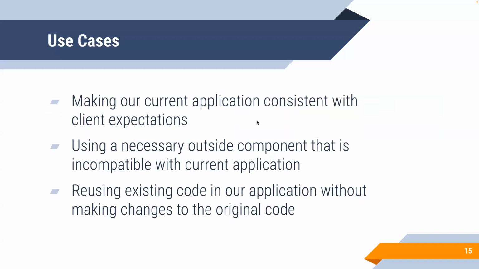Okay, so some use cases. I mentioned some of these already, but one is making our current application consistent with client expectations. If the client expects something, but you don't want to change the app, you can reuse your existing code while satisfying the client's expectations. And then we would also use it when there's a necessary outside component. Maybe a third-party library has some really useful functions, but it's not really compatible with your application right now. So you can change whatever classes you need to change in your application so that you can end up using that third-party library.